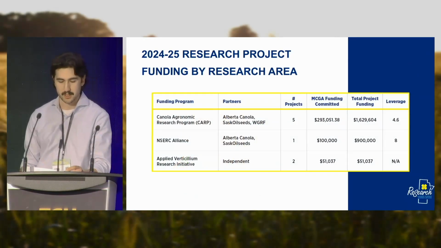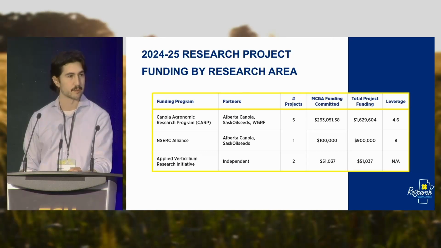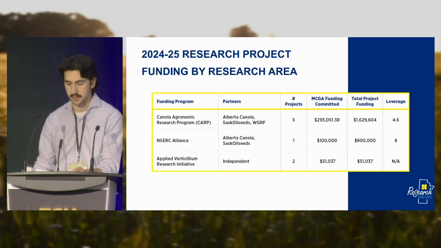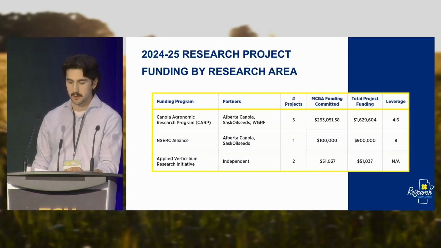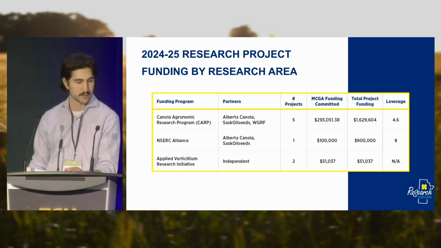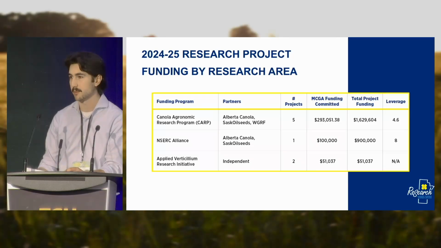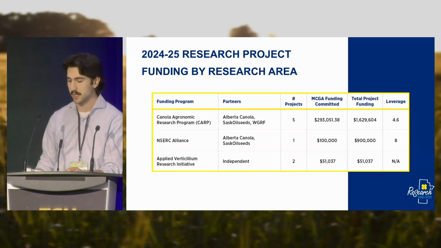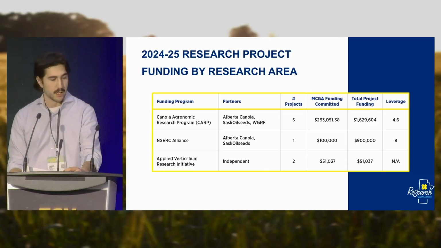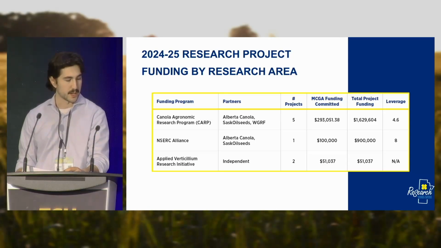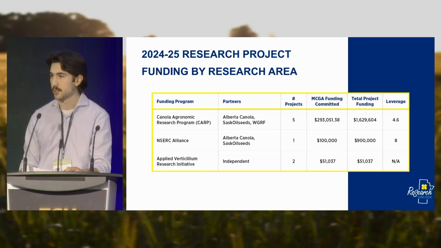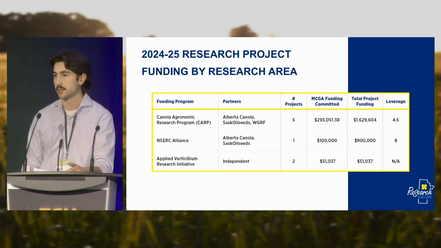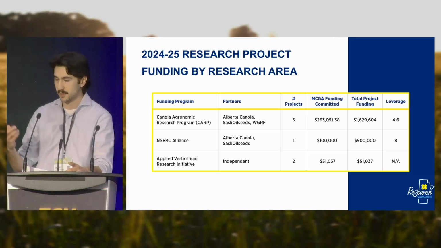Focusing specifically on the actual project funding in different funding initiatives, through CARP in 2024-25 we funded 5 new projects, 2 of them on verticillium stripe, 1 on sclerotinia, 1 on flea beetles, and 1 on heat stress. Another project that we started is actually something that you heard just earlier from University of Manitoba. This is the Applied Verticillium Research Initiative through Dr. Harmeet Chawla and Mustafa.